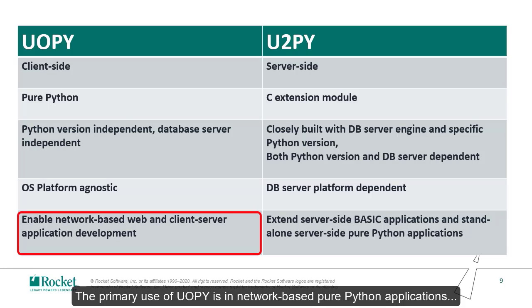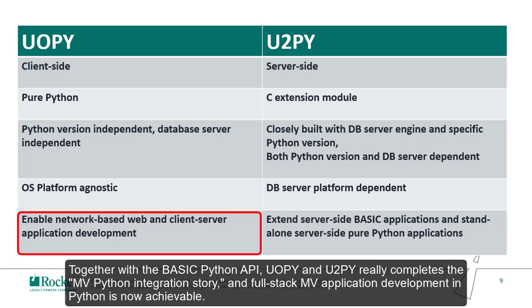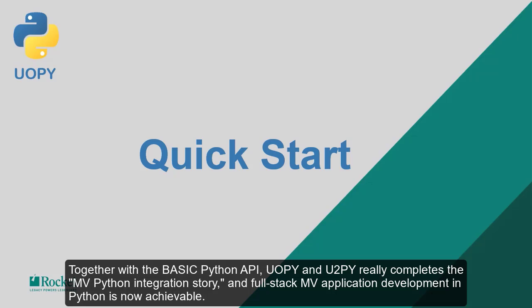The primary use of UOPY is in network-based pure Python applications, while UOPY runs on the server side and can be used to extend or complement existing BASIC applications. Together with the BASIC Python API, UOPY and UOPY really completes the MV Python integration story, and full-stack MV application development in Python is now achievable.